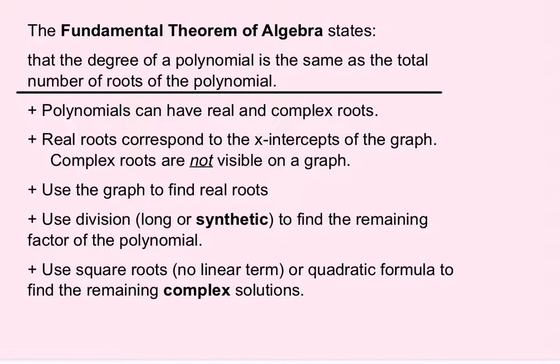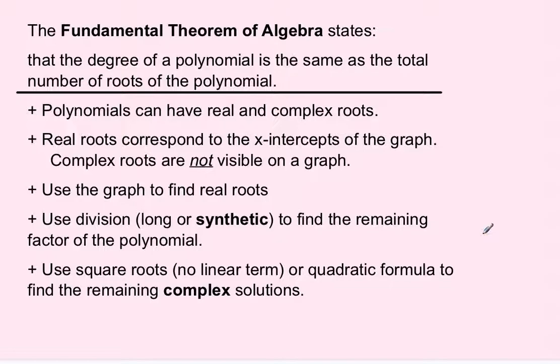So if I have a polynomial function, I put the equation into my calculator and I graph it. And when I do that, I see x-intercepts. The number of x-intercepts, including multiplicity, tell me the number of real roots. If the degree of the polynomial is higher than the number of real roots, then I know that I have some complex zeros. I can find those by using long division or synthetic division to find the remaining factor or factors of the polynomial.